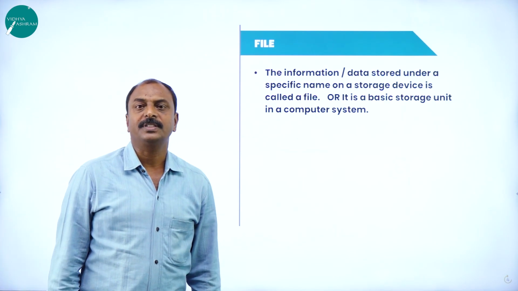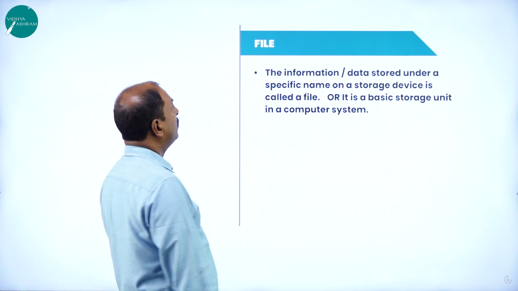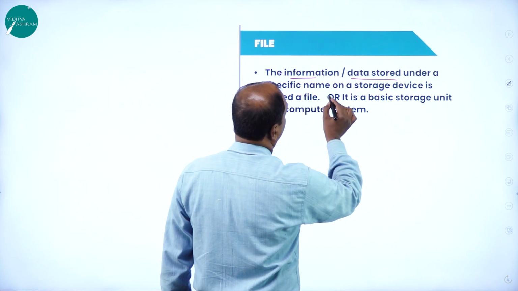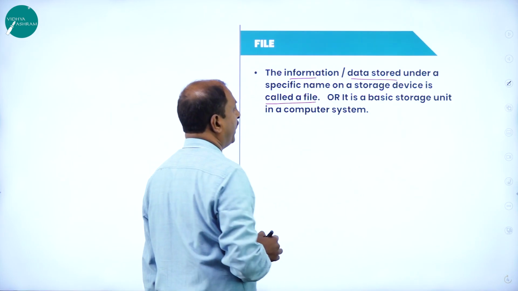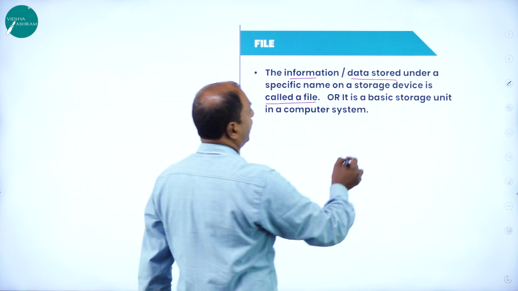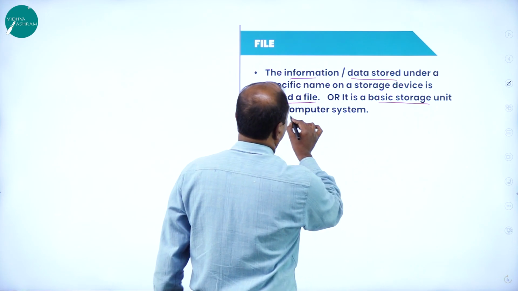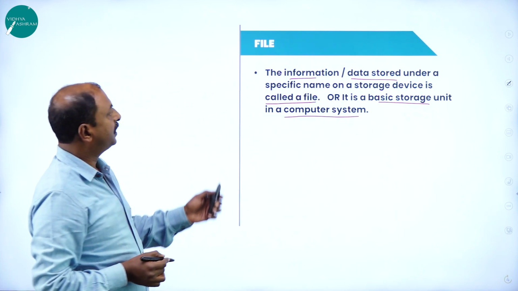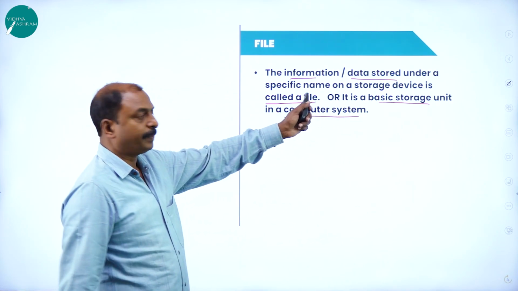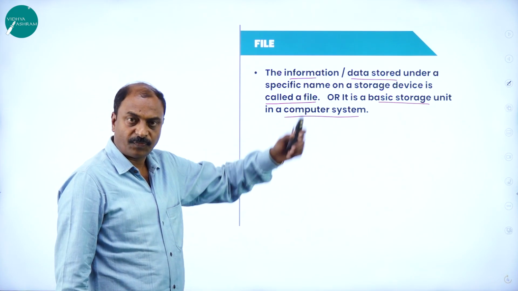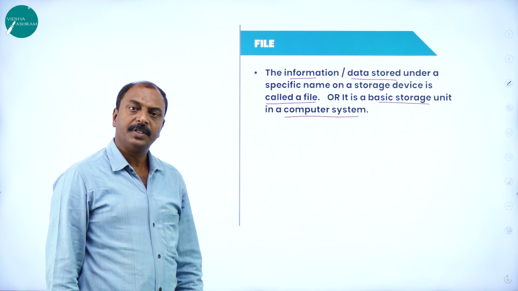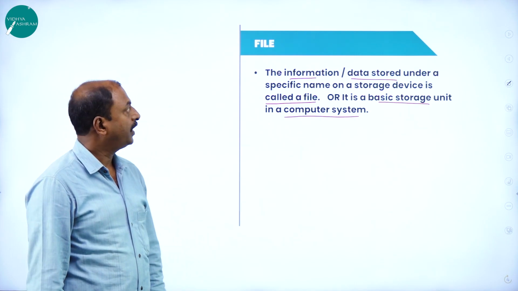Now let us see the definition of a file. The information and data stored under a specific name on a storage device is called a file. Or, one more definition: it is the basic storage unit of a computer system. So this is the definition of a file.